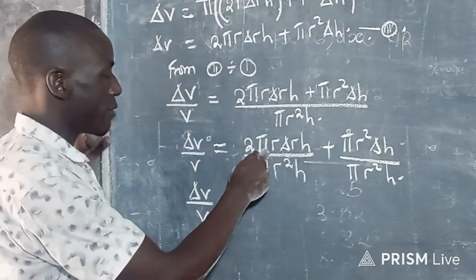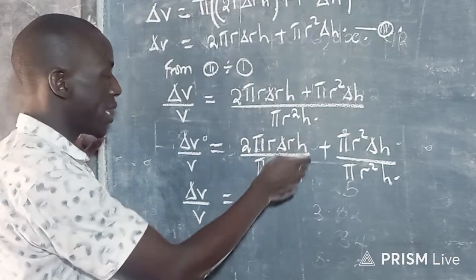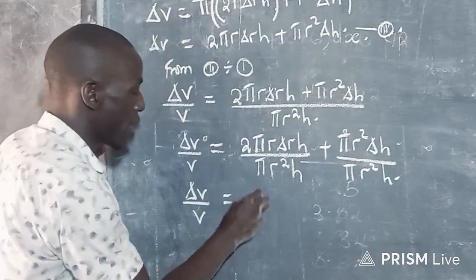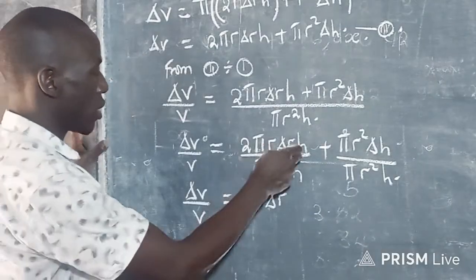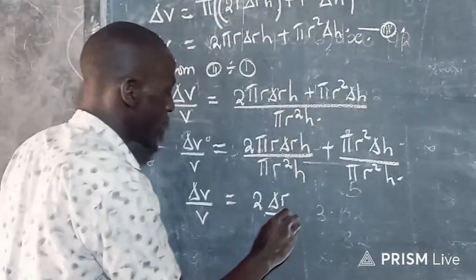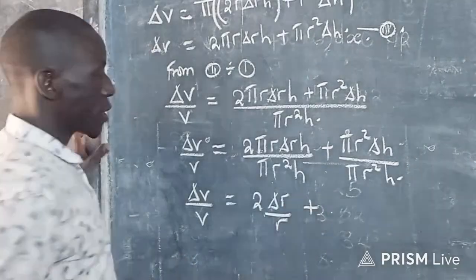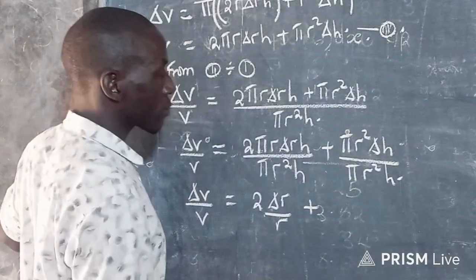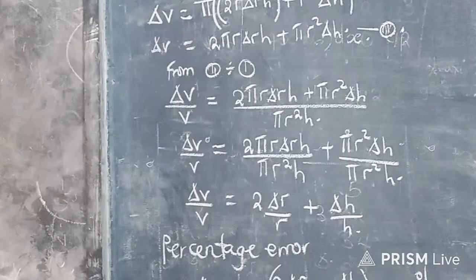You can say in the first part, the r and the r, the r will go one, but the h will have to go. So up there you're going to have 2 change in r, because all of this one has gone. Then divide by the 1 r that has remained down. Then the next part will have this one as the expression for the error in the volume of a cylinder.